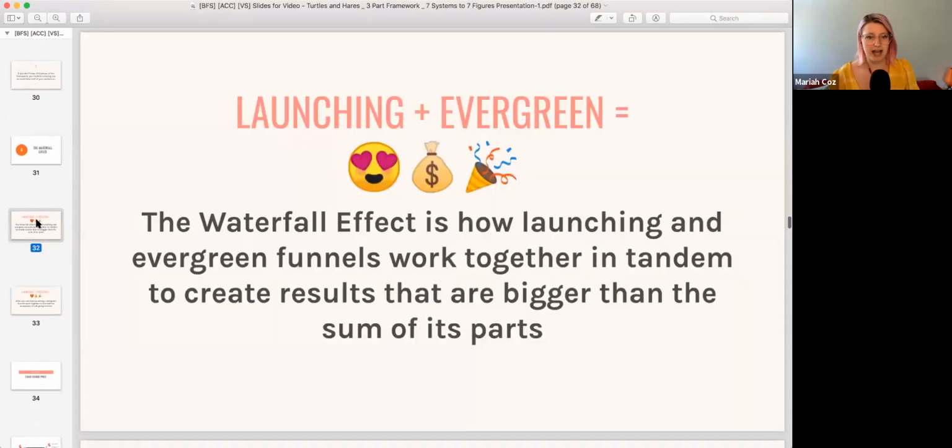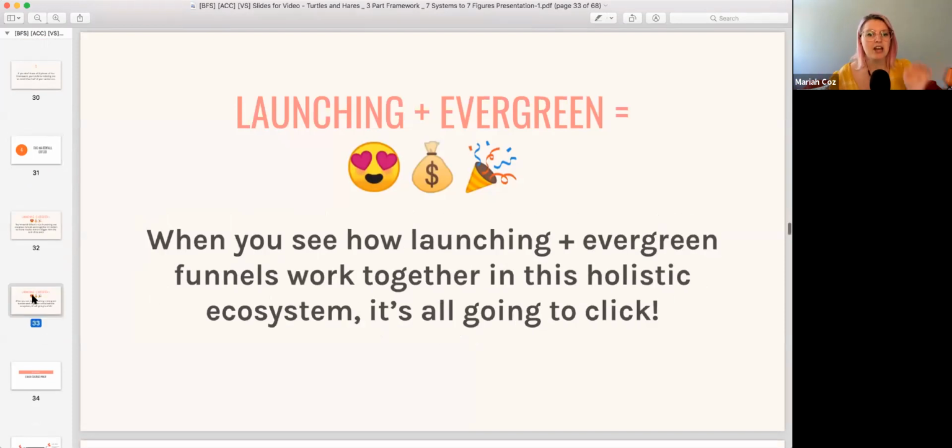Now, like I said, the waterfall effect is how launching and evergreen funnels work together in an interconnected system to create results that are bigger than the sum of its parts. It's not just about saying, oh, I have a live launch and I have a funnel and they're just 2 separate things that I do in my business. No, it's about how they interact and how they feed into each other.